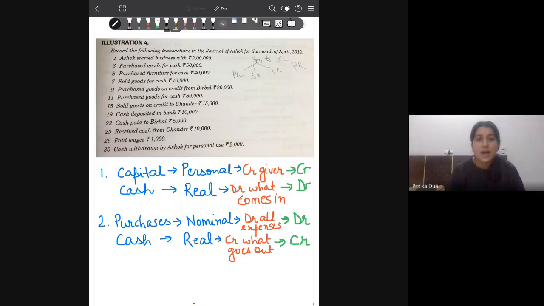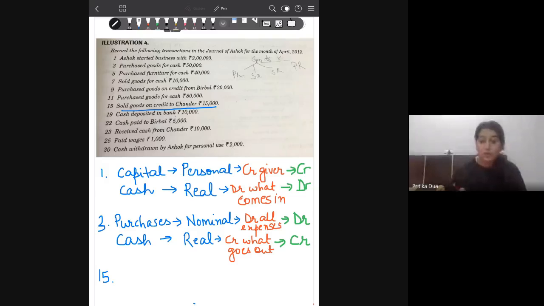Okay, so then I'll take up one more entry. I'll take up the entry on 9th. You will pass the in-between entries now. I'll give you time to solve. I'll take up one more entry. Let's take it for sales instead. I'll take the entry on 15th, which you see is sold goods on credit to Chandar for rupees 15,000.